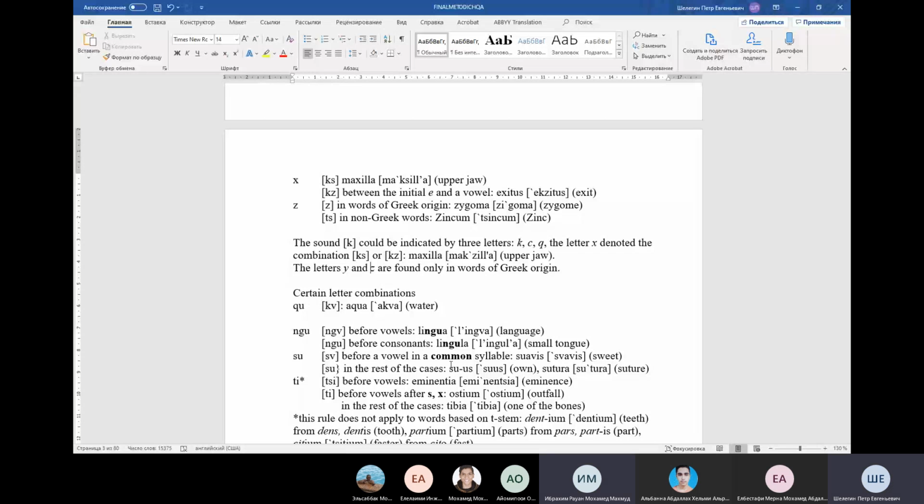And in the rest of the cases, if the s and u belong to different syllables, or if this combination stands before a consonant, it is read as su. So the adjective own is suus, and the noun suture is sutura. Sutura.